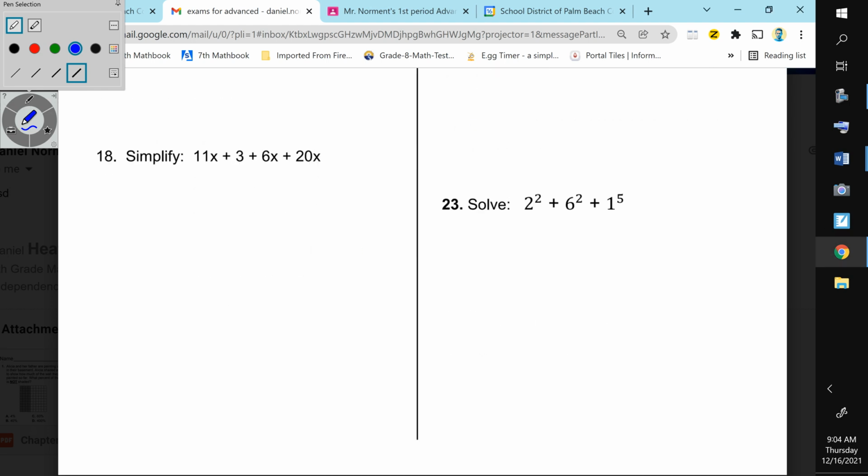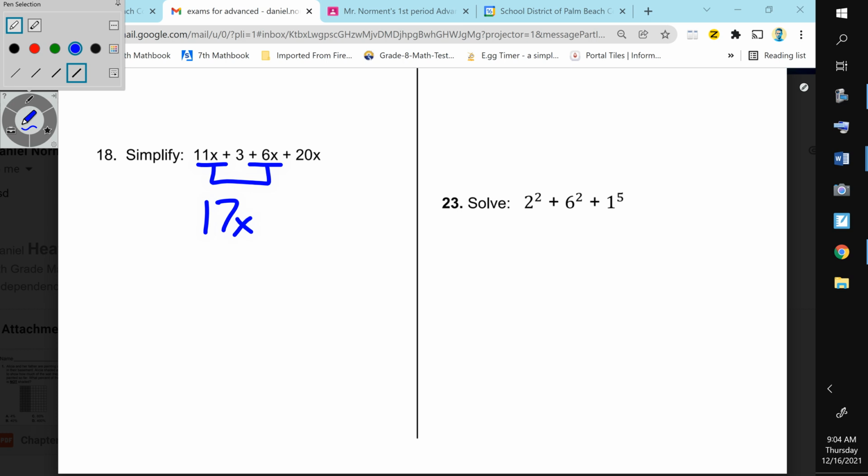Number 18, simplify. So here's your hint. I'm going to get you started, okay? These are like terms. So I can combine to get this. And then I'm going to bring the plus 3 down, and the plus 20x down. Now from here, you got one more step to do. See if you can figure out what to do, simplify, and then you have your answer.